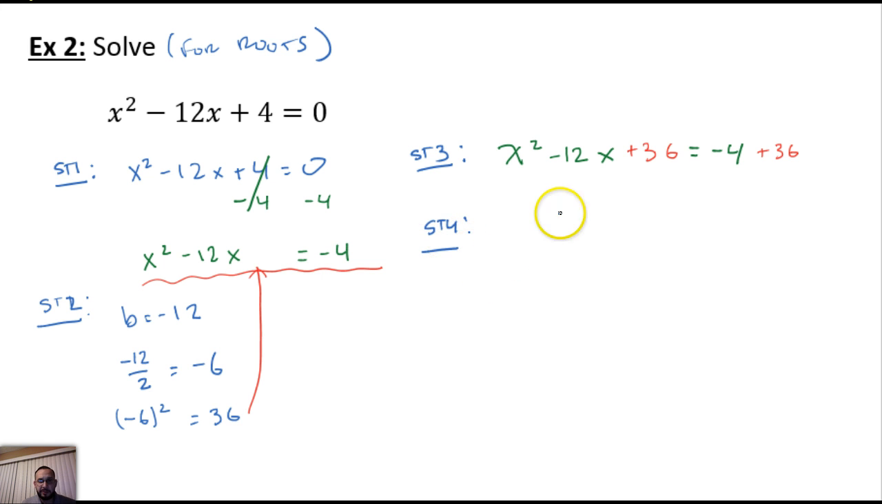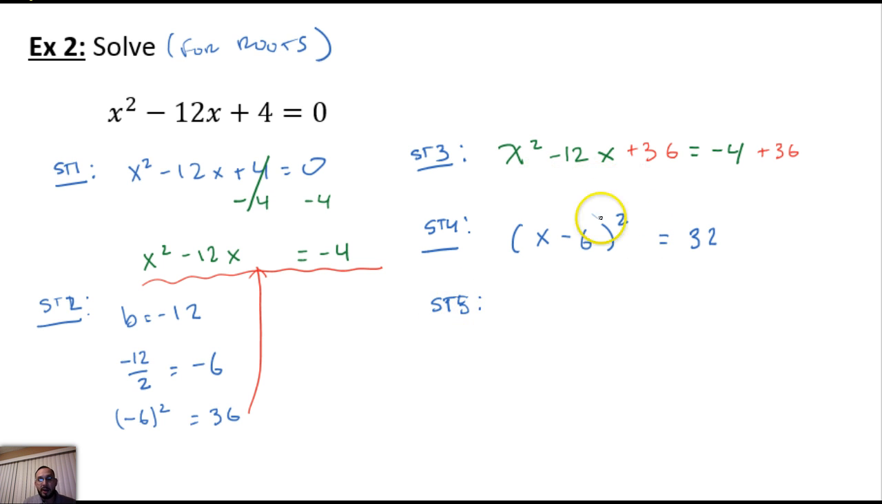Step 4 tells me to factor. Well, this becomes a perfect square trinomial, and it's easy to factor. Square root of 36 is 6. Multiply that by 2, I get 12. So this actually just factors to x minus 6 squared is equal to, and I simplify it on this side. So if I subtract 4 from 36, I get 32. And then this just becomes solving by the square root method. Meaning, for step 5, I have to solve for x.